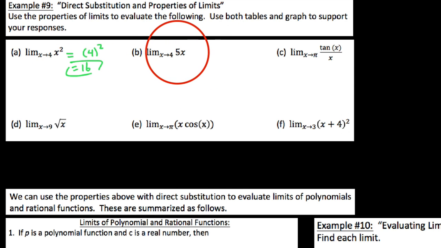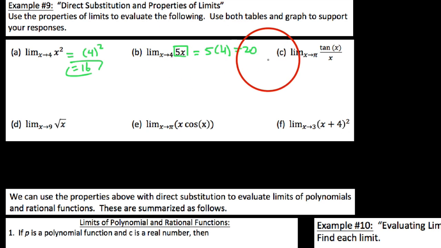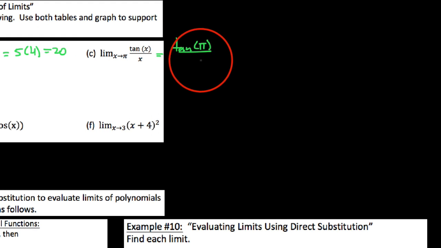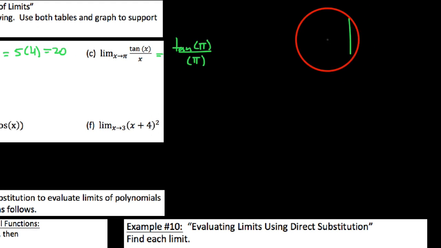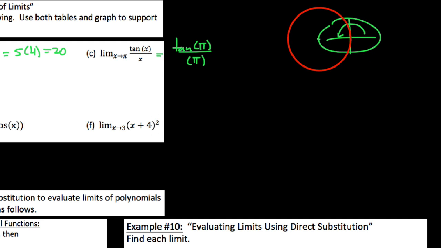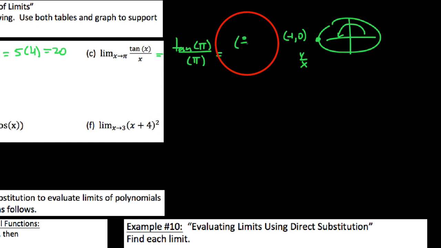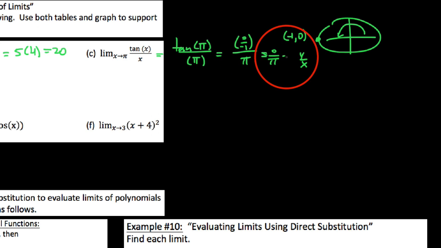Just like the same thing here, the limit of 5x as x gets really close to 4 would just be 5 times 4, 20, because at an x value of 4, our function would have a value of 20, and that would be getting close to that from both sides of x equals 4. Now looking at this trig function example, direct substitution certainly applies here also as long as it's defined. Now the tangent at pi, of course pi is this angle right over here, and on our unit circle we know that this is negative 1, 0, but tangent's y over x, so we really get 0 over negative 1 here. So 0 over negative 1 over pi, which is really 0 over pi. So in other words, we just get 0.